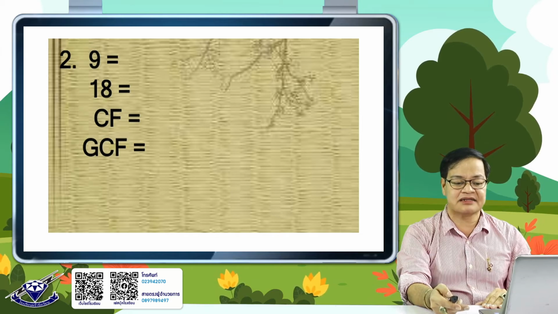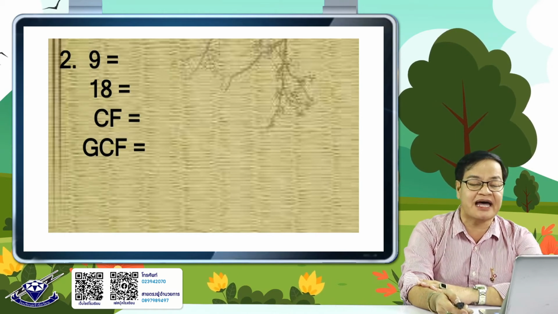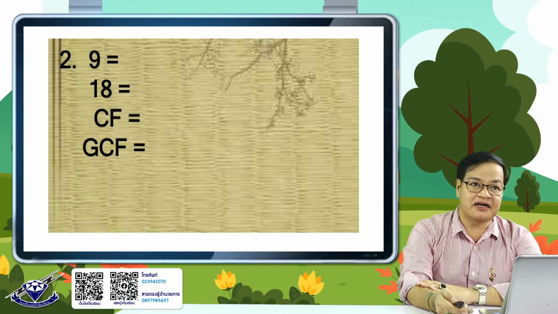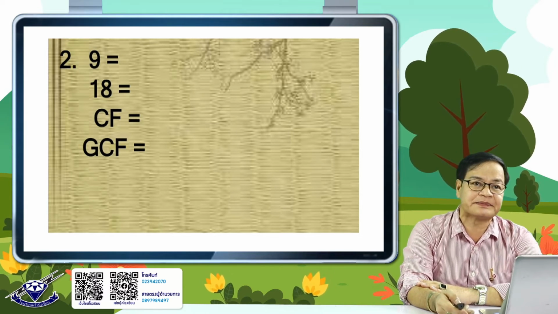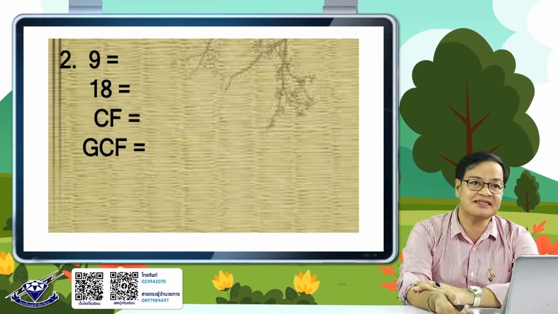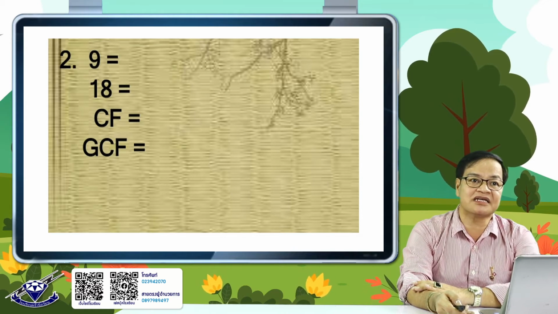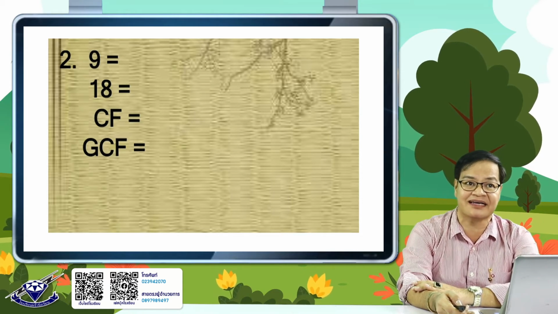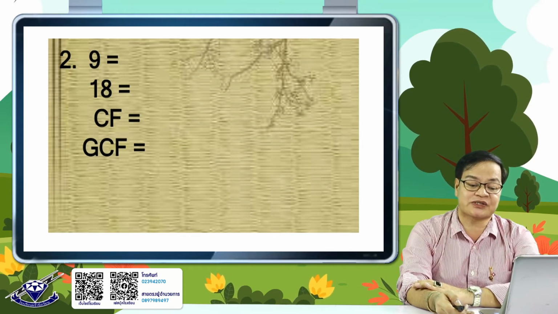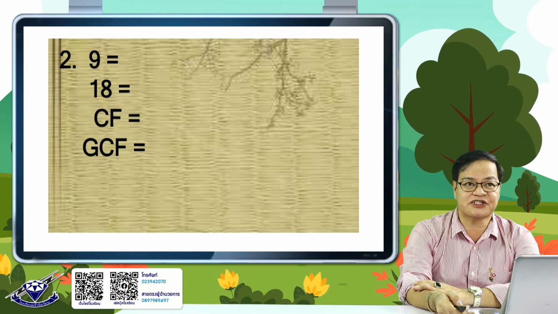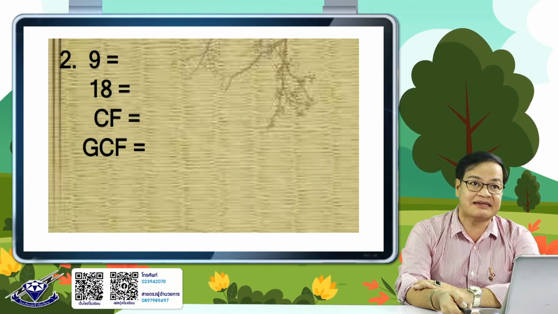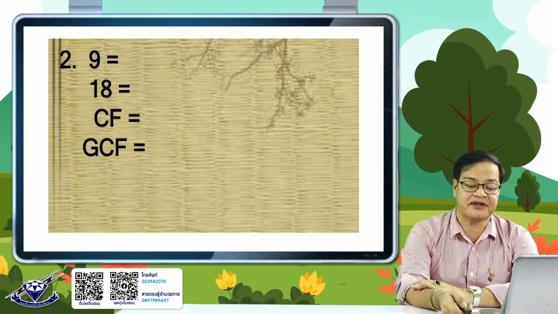Next, let's have this one. 9 and 18. What are the factors of 9? Can you try this one? What are the factors of 18? Get your paper and pen or pencil. And what is the greatest common factor or the highest common factor? We have this one. So let's try. Look at the video screen. What are the factors of 9? We have 1 and 9 and we have 3.